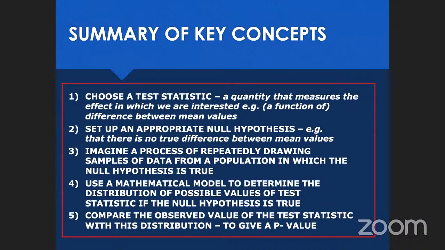Or we can use a mathematical model to determine the distribution of the possible values of the test statistic if the null hypothesis was actually true. And afterward, comparing the observed value of the test statistic with this distribution would give us a p-value for our data.